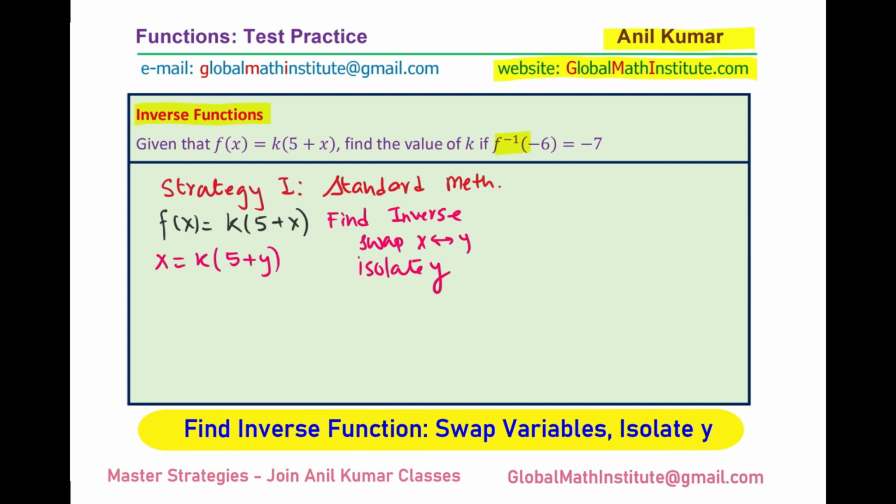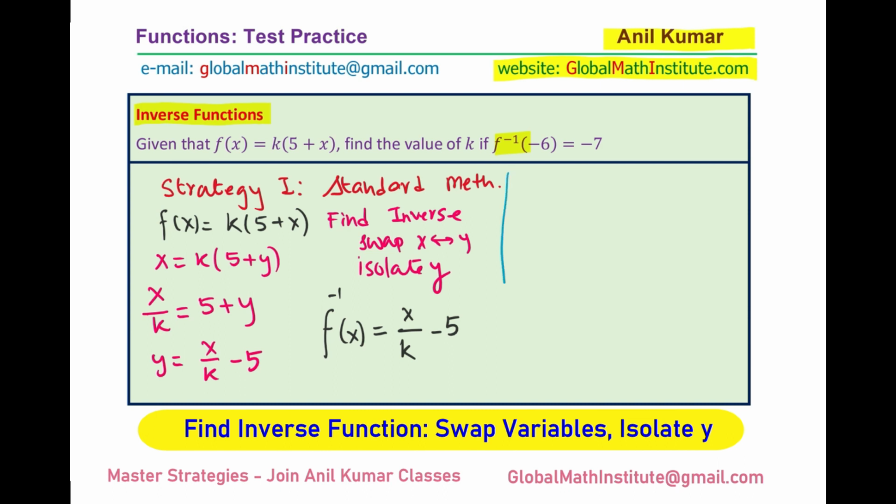So we want to find what y is. We write x over k equals 5 plus y, or we can say that y is equal to x over k minus 5. Makes sense? So we can now write down the inverse of the function: f inverse of x is equal to x divided by k minus 5. Is that clear to you?